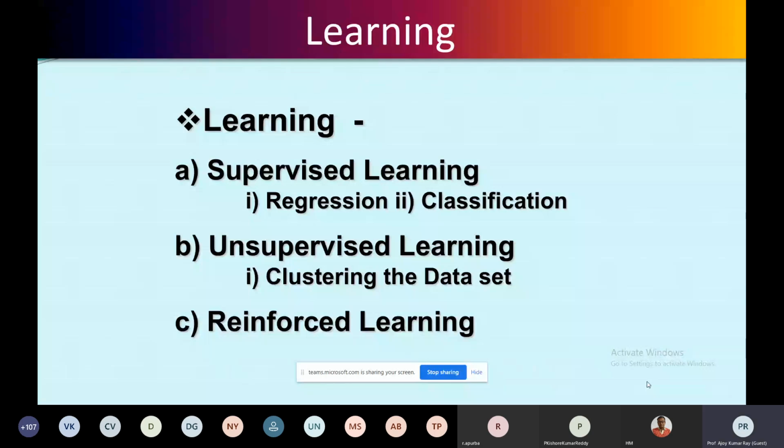Reinforced learning is rather new, and here the learning takes place in the midst of its environment. Because when you are learning something, you not only learn the exact thing of interest, you also learn its background, its environment, and that will reinforce your learning process.